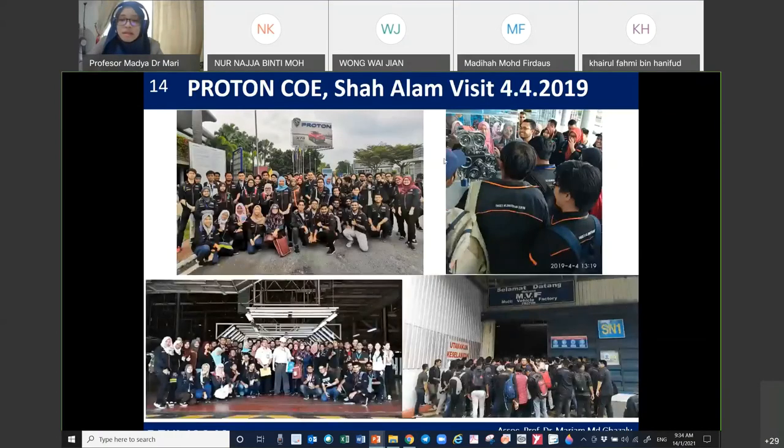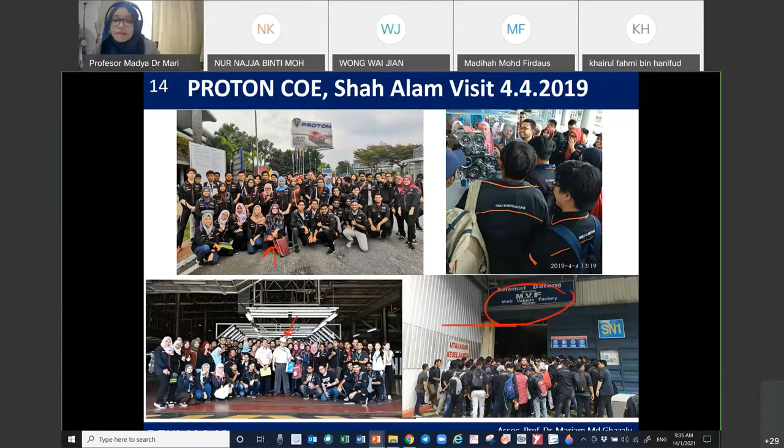And this one I actually brought my students to, last 2 years. This one is the fourth of April 2019. I brought my students to the Proton COE, Center of Excellence, in Shah Alam. So I'm here, this is me, and these are the students. They are 4th year students. That time I was teaching manufacturing systems. It's an elective subject, but I brought all of the 4th year students, roughly about 90 students, in two buses. We went to Proton COE Shah Alam by two buses, and then we went to the multi vehicle factory.